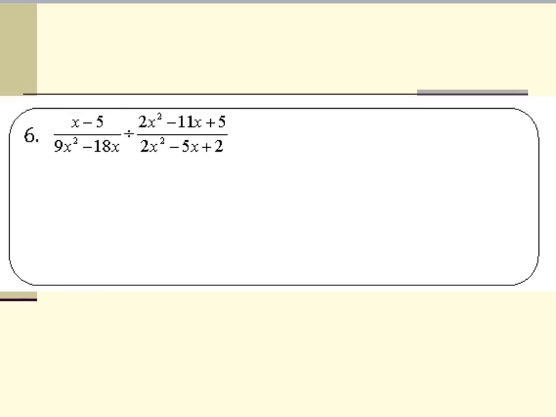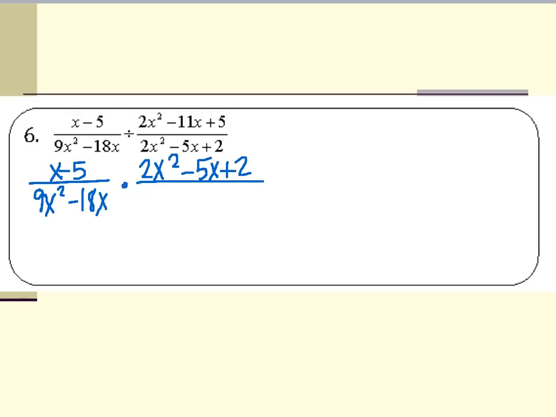Let's do our last problem on this page. So I see that I've got division, so I need to change it to multiplying and flip this last fraction. So let's do that. I'm going to keep my first one, x minus 5, over the quantity 9x squared minus 18x. Change it to multiplying, and this last fraction will now be 2x squared minus 5x plus 2. What was on the bottom moves to the top. And the bottom is 2x squared minus 11x plus 5. So we flipped our top and bottom and changed it to multiplying.